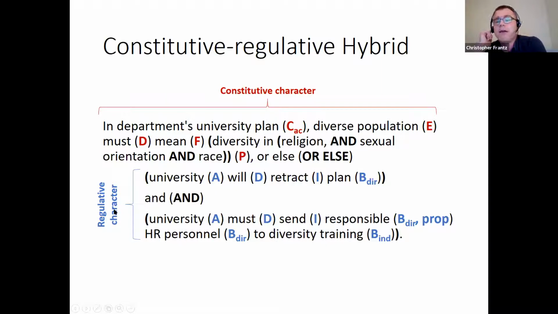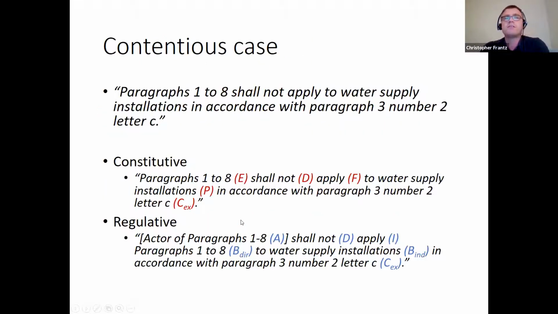So for example, if diversity as defined by a university is not implemented on departmental level, then there can be a consequence that is regulative in kind, such as retracting a plan, sending individuals to training and the like. So this is not just signaling that one type of behavior can precede the other, but that they can be related in various forms.